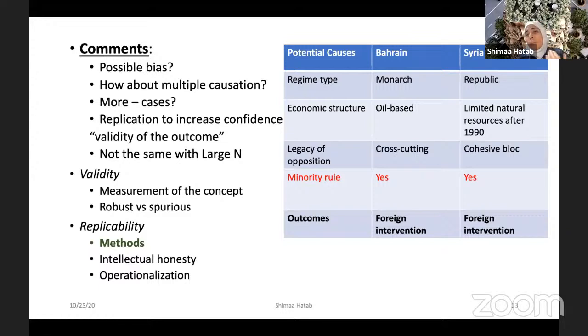And there is a methodological caveat of selection bias. There is a problem with selecting on your dependent variable. You select cases that all have foreign interventions, so you might have negative cases that fulfill minority rule, where you control for the same thing, but that have different outcomes, in order to give your theoretical assertions a harsh test.